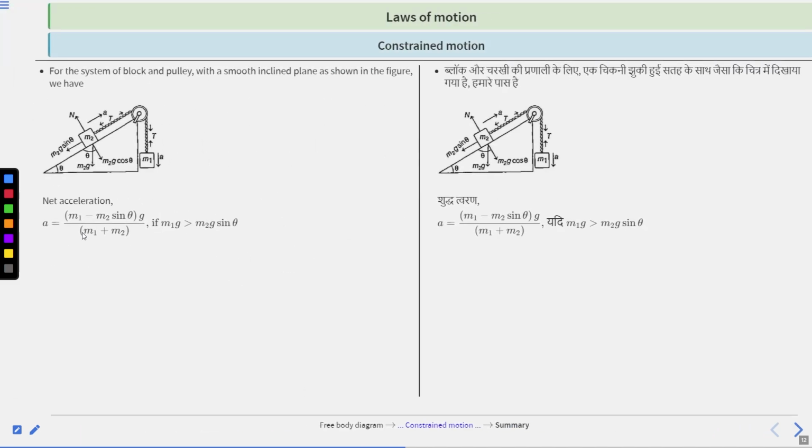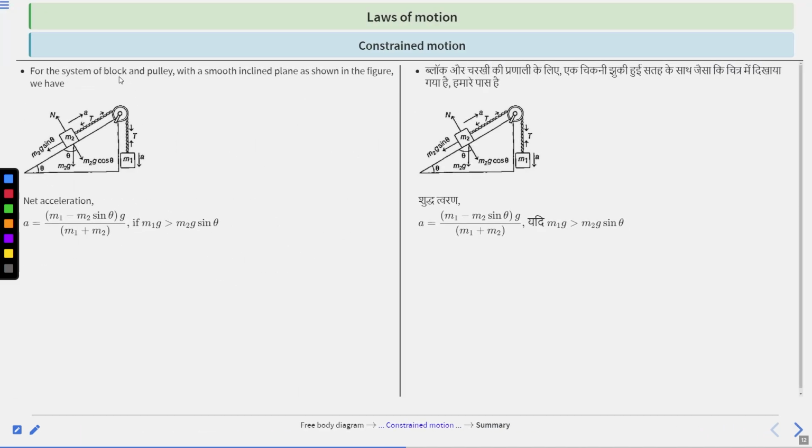Next is a system of block and pulley with a smooth inclined plane as shown in the figure. We have M1 with acceleration downward, and this is M2. So the weight is M2g, and resolving this M2g, we get M2g sin theta and M2g cos theta. Clear? And this tension is T and acceleration is in this direction.